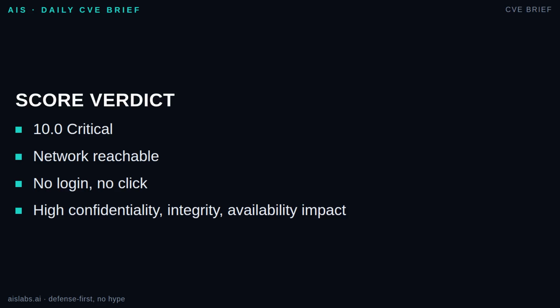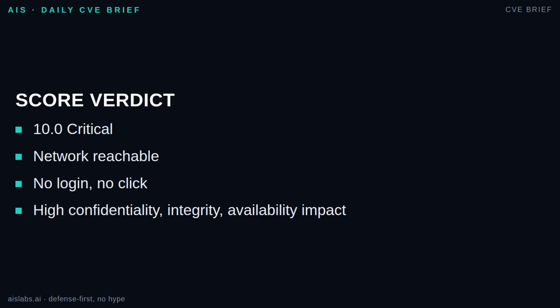The most important CVSS signal is reachability. The vector shows network attack vector, low attack complexity, no privileges required, and no user interaction. In practical terms, a vulnerable exposed system does not need a victim to click something, and the attacker does not need to already have an account.